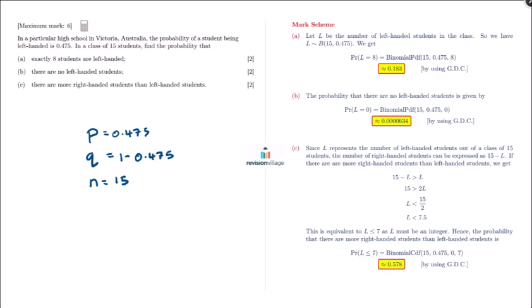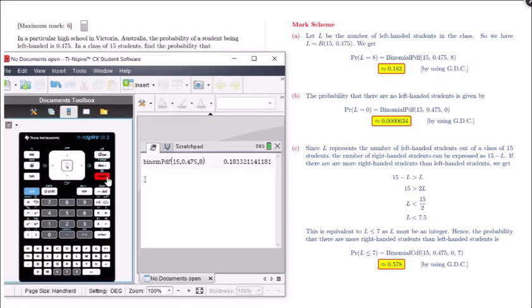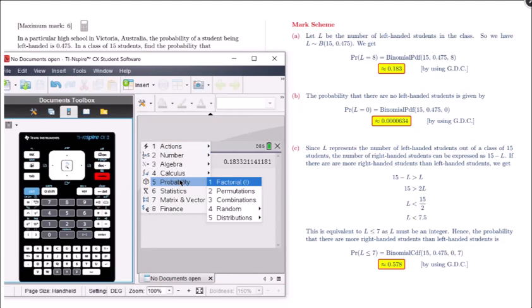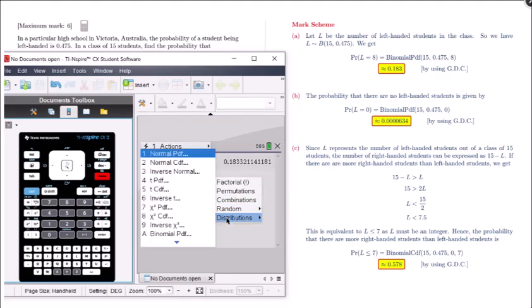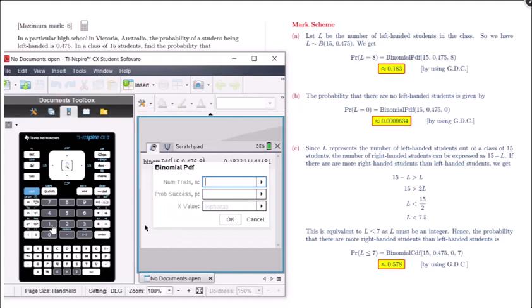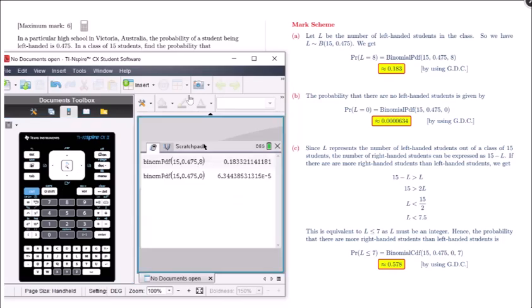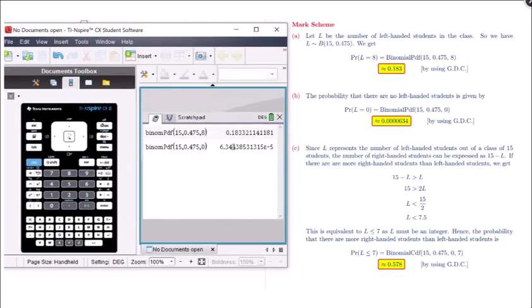So let's go ahead and enter this into our calculator. We have menu, number 5, probability, number 5, distributions, and we choose binomial PDF. Number of trials, 15. The probability of success is 0.475. And the number of successful trials we're looking for is 0 left-handed students. Hit OK, and we get this number here. Okay, so this is quite a small number.